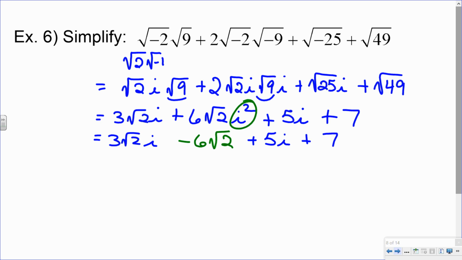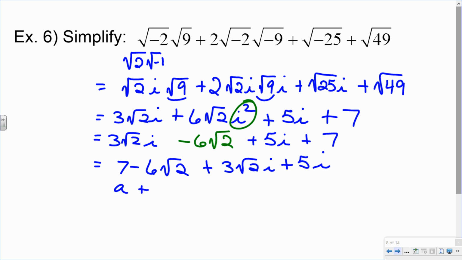And we know we need to put the reals first, the imaginaries last, right? So we want to have 7 minus 6 root 2 plus 3 root 2i plus 5i. Except we can't quite leave it like that. We have to get it a plus bi. This is one real number and a b times i and another real number and something else times i. So we can't do that.